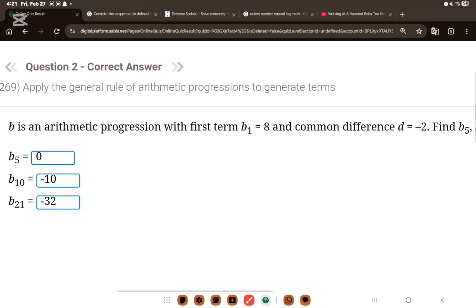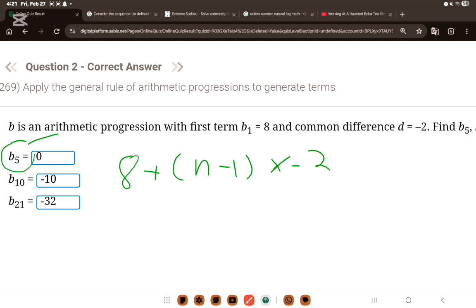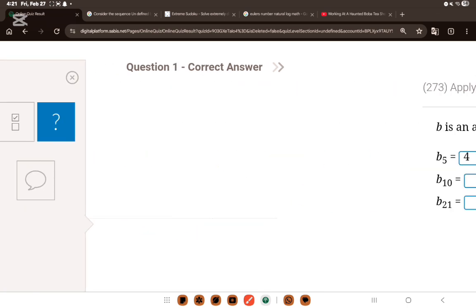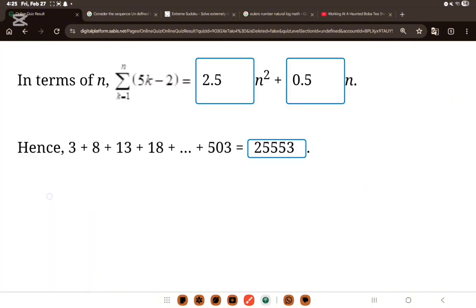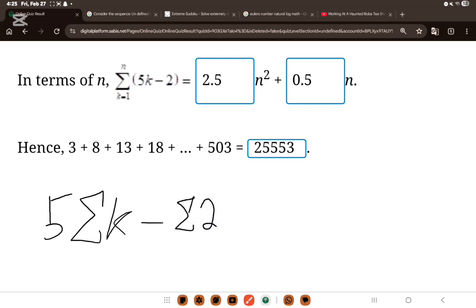Okay, this is easy. Just put the formula. It's going to be 8 plus n minus 1 multiplied by 10. Now replace n with 5 and then 10 and then 21. I'm not focusing on those types of questions because you got 5 sigma k minus sigma 2. Now we have a standardized formula: any number or sigma is going to be equal to n. So here we can replace this with 2n.